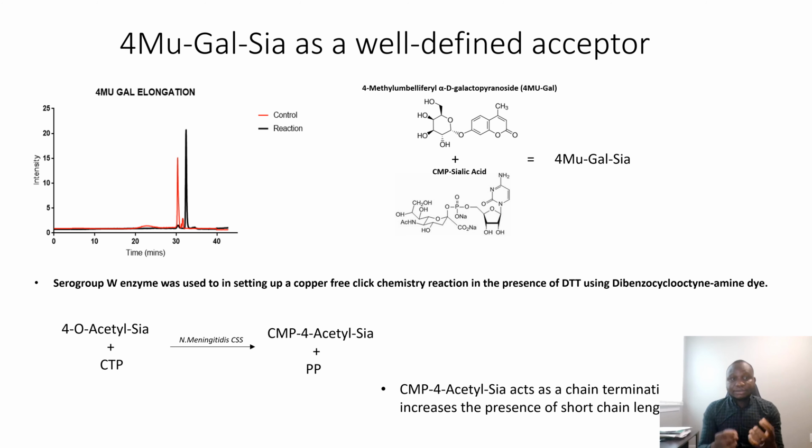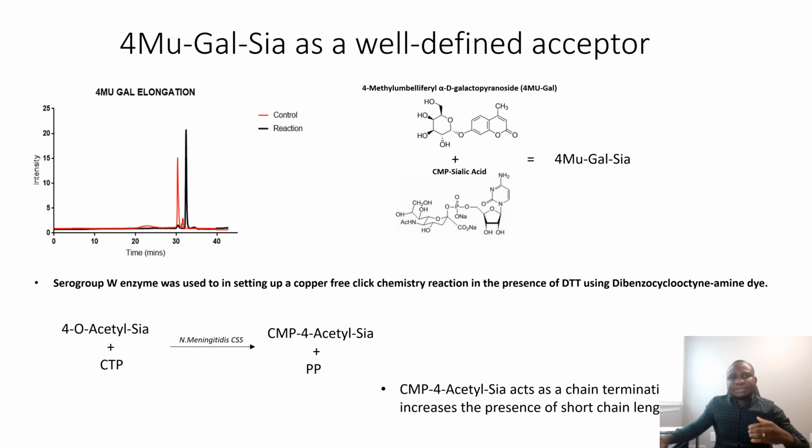And then the cell group W enzyme was used in setting up a copper free click chemistry reaction in the presence of DTT using the dibenzocyclooctyne amine. And then the cell group W enzyme, in the first method, was used to extend the fluorescently labeled acceptor to assess the sugar composition and chain length of the product elongated. Like I said before, we see an elongation.